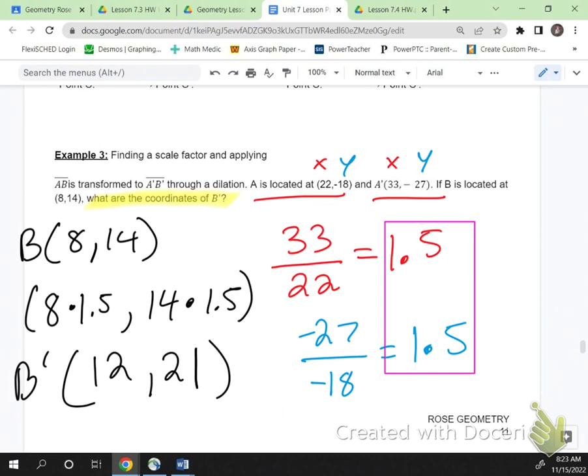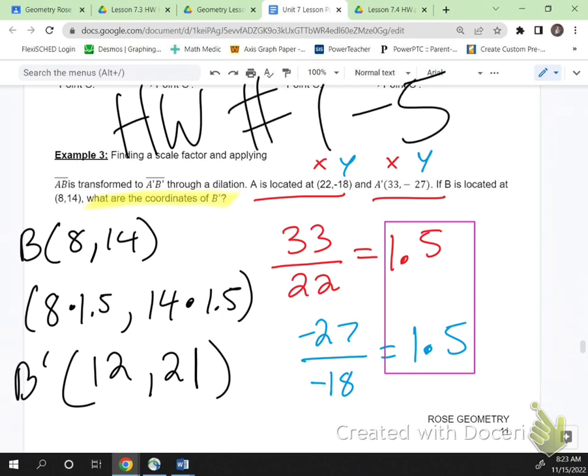Okay? Homework time. Numbers 1 through 5 in your homework packet. Ready, set, go.